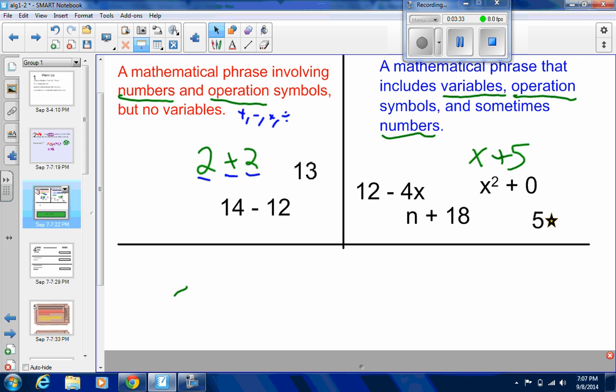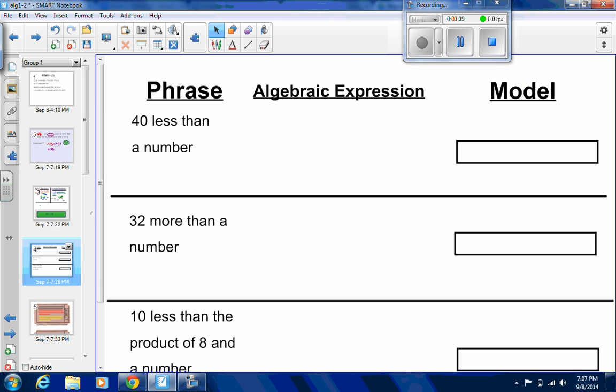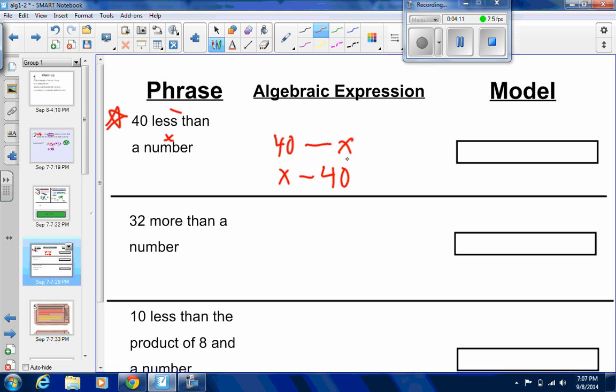Now, you're going to hear things being said. For instance, you might see 40 less than a number, and we're looking at the first one here. You want to know how to write that. We talked about some important words. Less than would be subtraction. So we're going to use subtraction here. But 40 less than a number could either be 40 minus a number, which would be x (we'll use x for this one), or it could be x minus 40. And believe it or not, they are different.